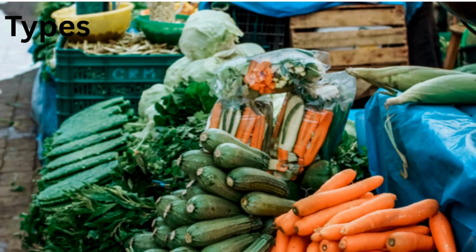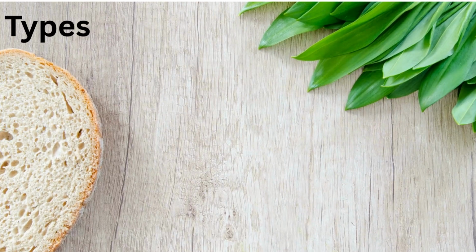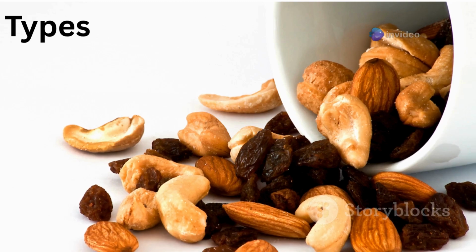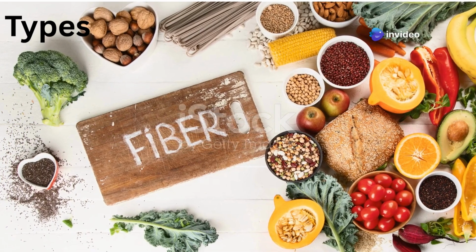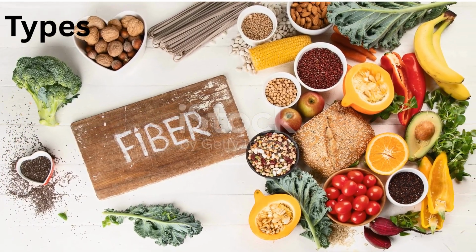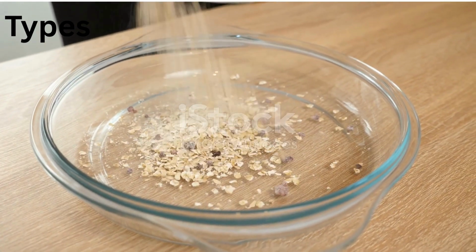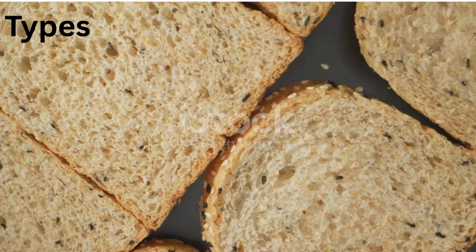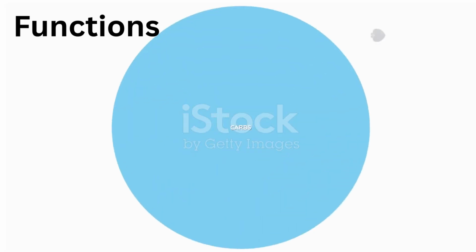Fiber, indigestible carbohydrates found in plant-based foods such as fruits, vegetables, whole grains, nuts, seeds, and beans. Fiber is crucial for digestive health, regulating blood sugar, lowering cholesterol, and promoting satiety. Soluble fiber dissolves in water, such as in oats, beans, and apples. Insoluble fiber does not dissolve in water, like whole wheat and corn.